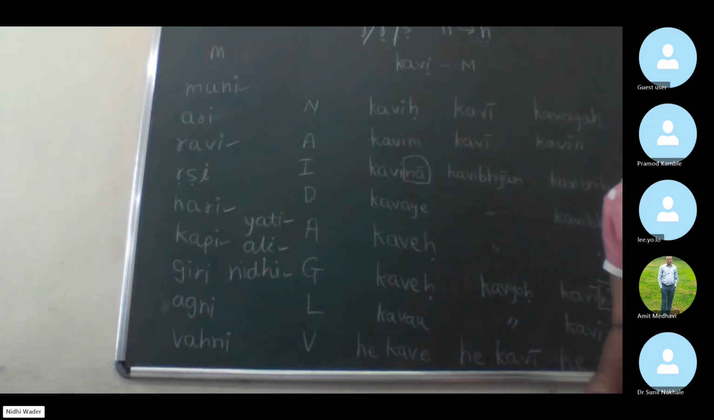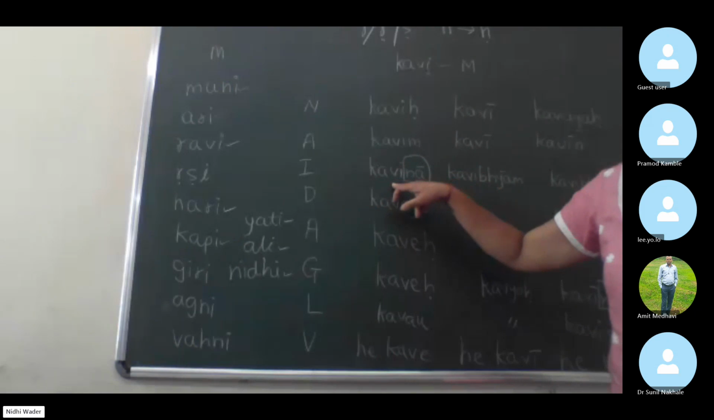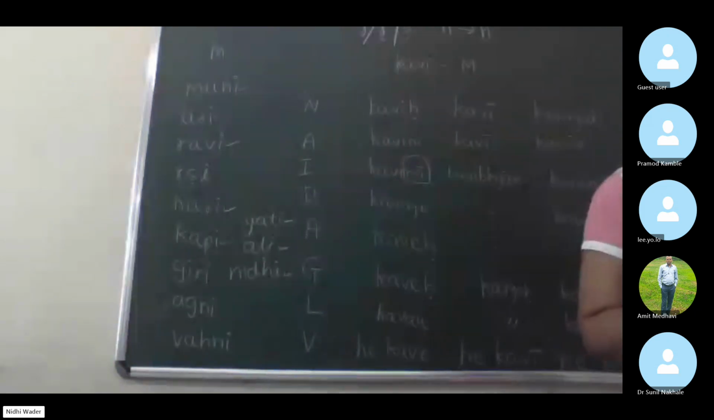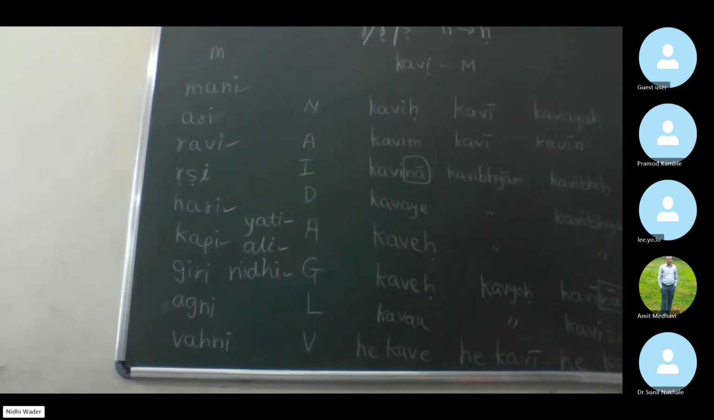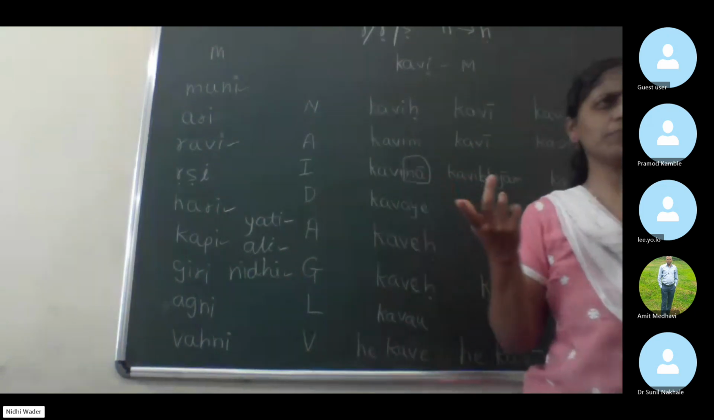If I have to say that I go with a poet, Aham kavina saha. Because with saha is used, saha takes the instrumental case. So aham kavina saha gachami. Kavina saha.